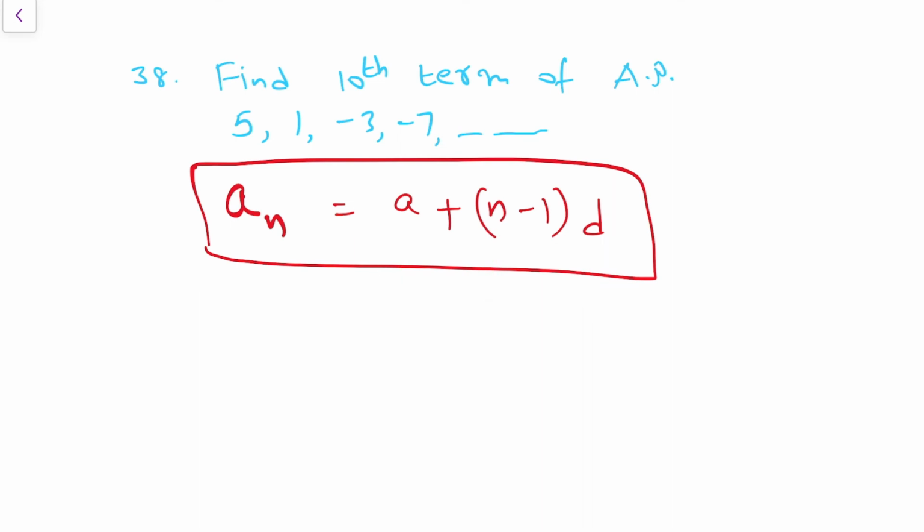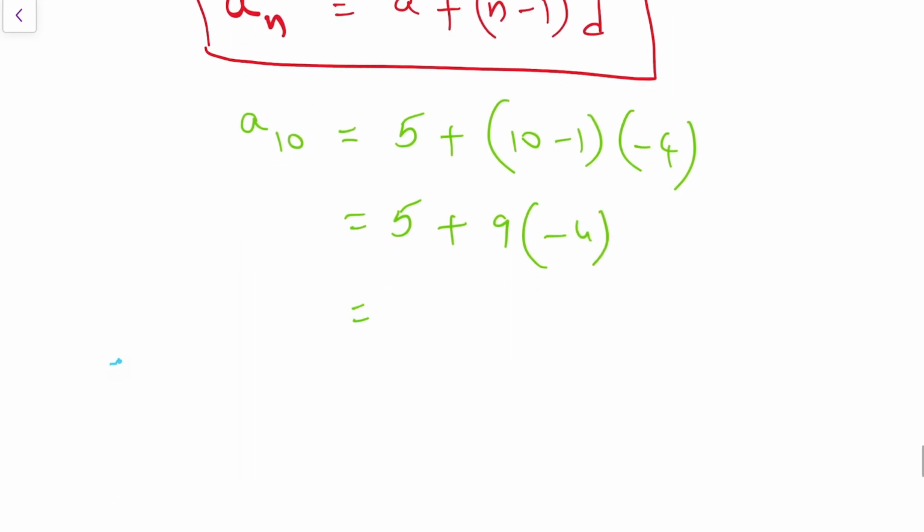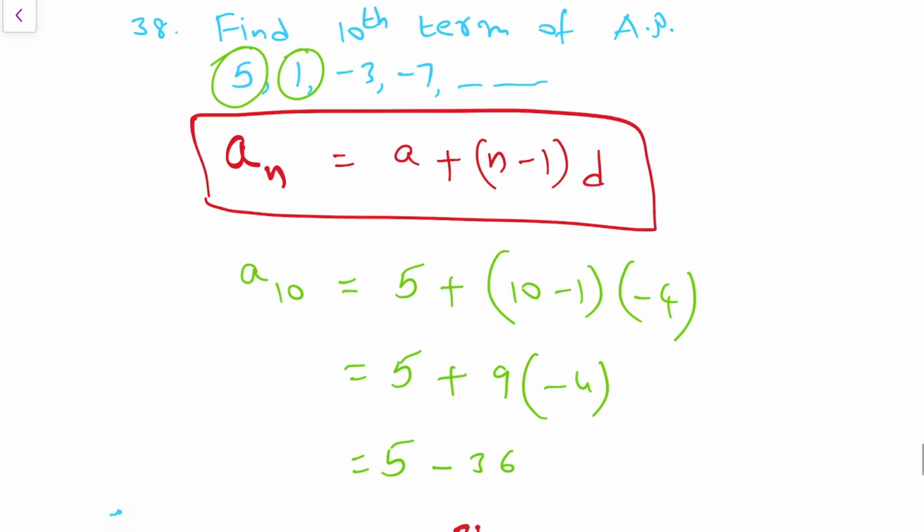Now let us substitute the numbers one by one in the formula. We are finding the 10th term, right? So I write A10 is equal to A, the first term 5, plus n, 10 minus 1, into D. D is the common difference, which is the second term minus the first term: 1 minus 5 is minus 4. 5 plus 10 minus 1, 9 into minus 4. Now simplify further: 9 4s are 36. 5 minus 36 is minus 31. So in the given arithmetic progression, the 10th term will be minus 31.